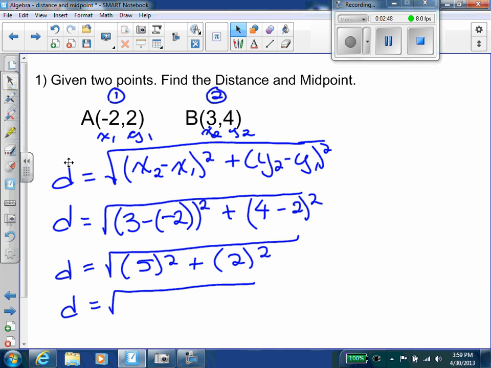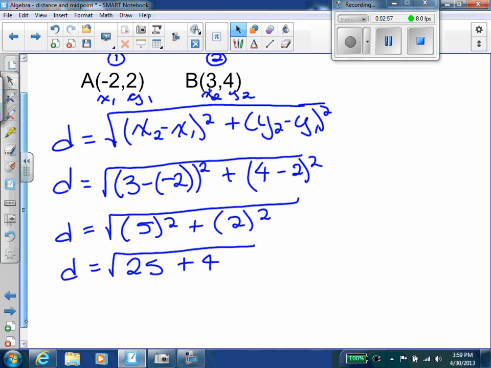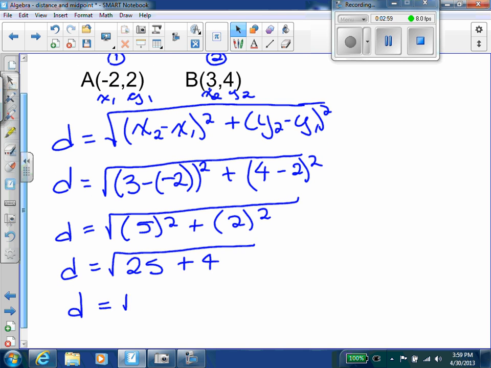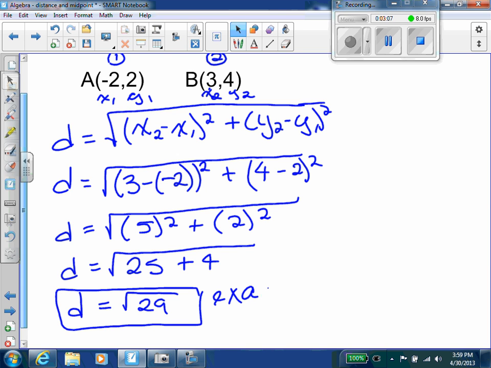The d then is the next step. It's the square root of 5 squared, which is 25, plus this 2 squared, which is 4. And we get d equals the square root of 29. So we can leave it like this. This is an acceptable answer. This is in exact form, or we call it radical form.